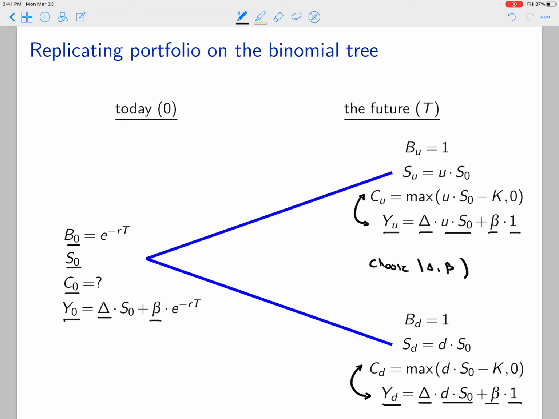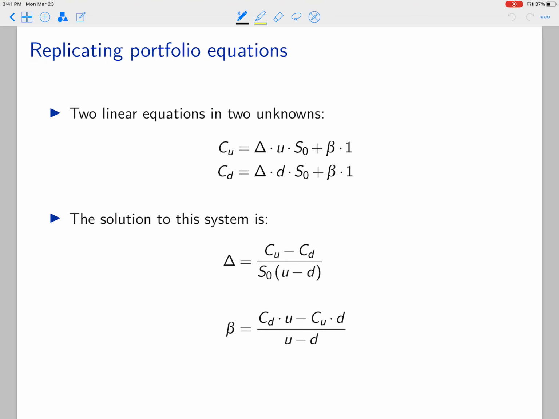And once we know delta and beta, we can easily calculate the price Y sub 0. It's just the number of shares we own times the price per share that it costs us to buy, plus the number of bonds we own times the discount bond price. Okay, delta times S sub 0 plus beta times e to the negative RT. Okay, so the next logical step now is to solve for this portfolio that's going to match the payoff of the call option in both states.